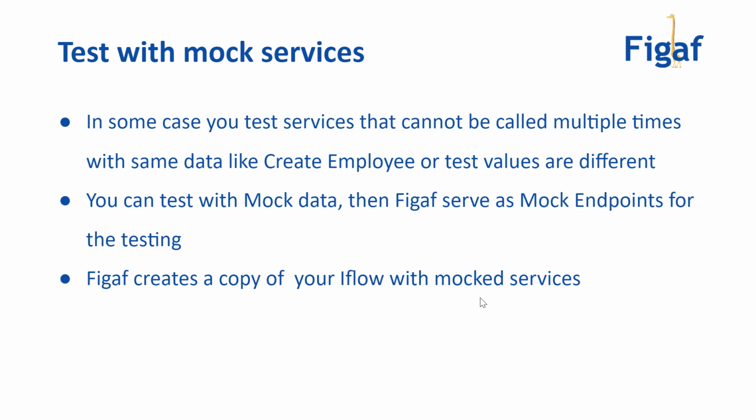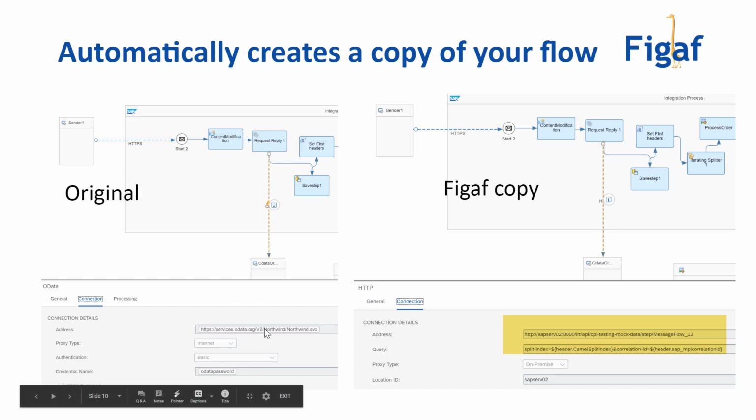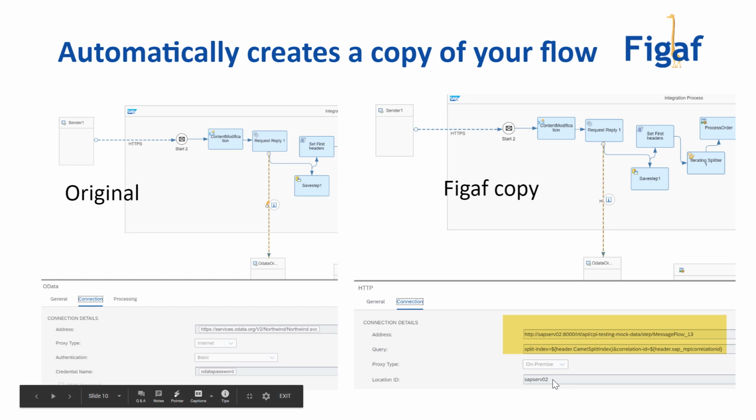Figaf will create a copy of the iflow and set all the data to point to the Figaf tool, and it will serve as an endpoint because we know what data it was supposed to get after it had called this specific service. So what you'll see is that we have the original flow here, with a request reply, and we can see it calls an OData service. And over here we have the same iflow, just a copy, but here it has been replaced and is calling a Figaf service internally, and we're using the cloud connector and have internal access for it.